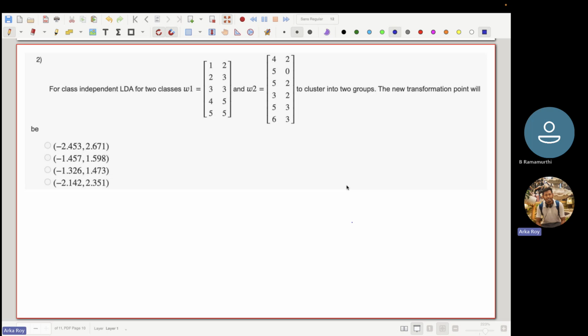Okay, so as we have reached the last question, it states that for class independent LDA for two classes, omega 1 and omega 2, they have given a pool of data points, and these are two-dimensional data points. This side implies the x direction, and this shows the values for the y dimension. So we have two-dimensional data and two classes, each belonging to a cluster of two groups. So the new transformation point will be.